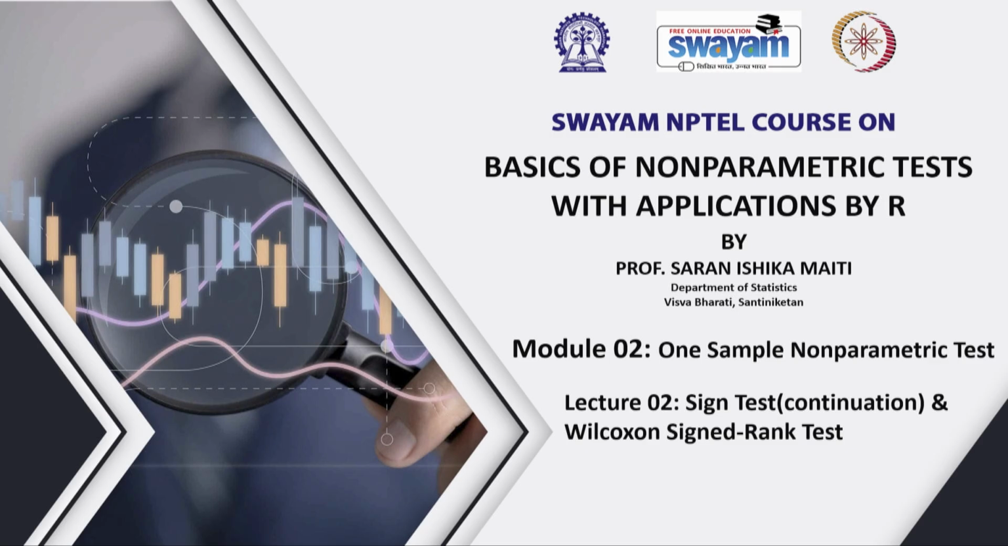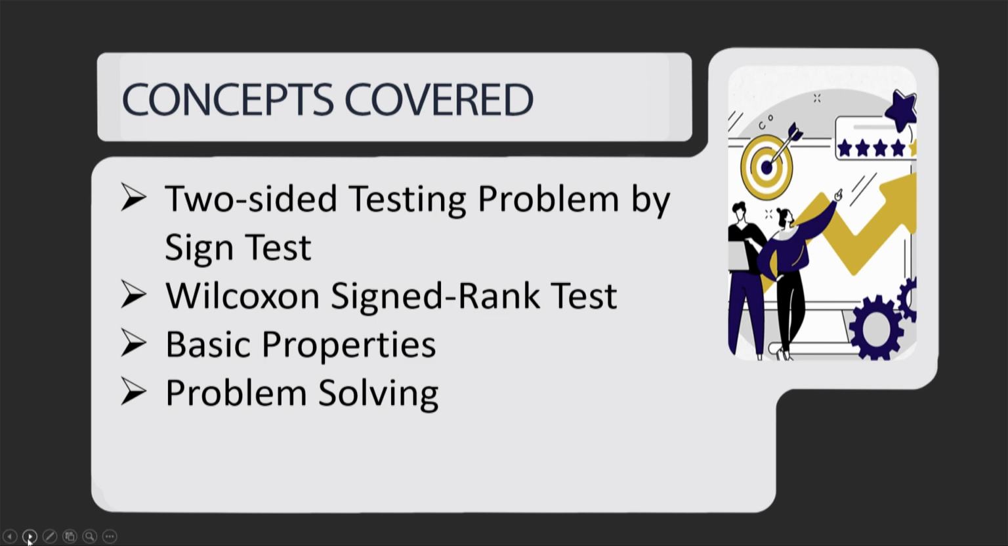location which is called the Wilcoxon signed rank test. Okay, let's start the journey. So the concepts covered in this lecture: we are going to have one more problem. Of course, it is a two-sided problem and it is going to be solved by the sign test, and then we will introduce the Wilcoxon signed rank test and study its basic properties, and one problem we are going to solve by using the Wilcoxon signed rank test.